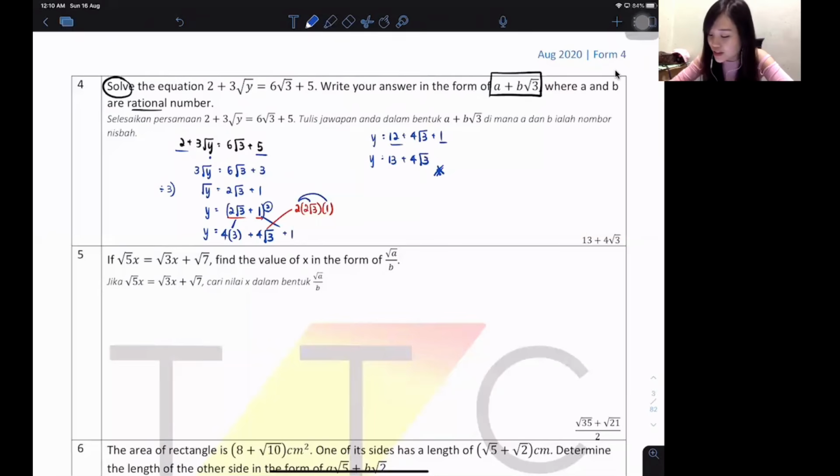You know why no need? Because they ask for this kind of answer. They ask for A plus B square root 3. Do you realize my answer now really look like A plus B square root 3? That. Easy, right? I just want to teach you how a third question will come out.